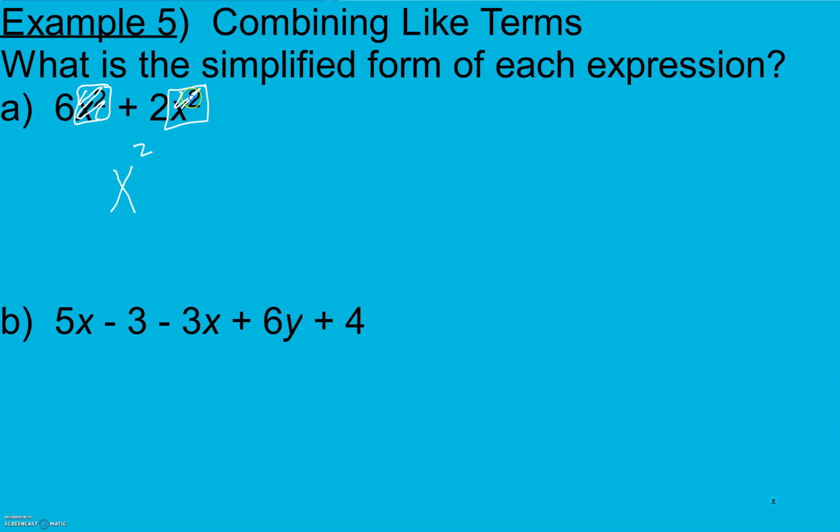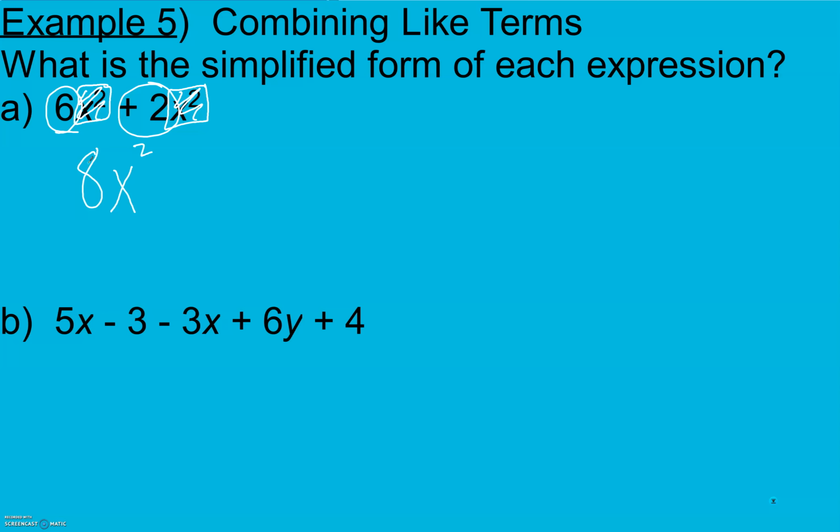So I've used my variable part. I know they're going to be x squareds. And now I can take my 6 plus my 2 and get 8. Think about your x squareds here kind of like a label. It's like 6 of something plus 2 of the exact same thing. Means we have 8 of those things.